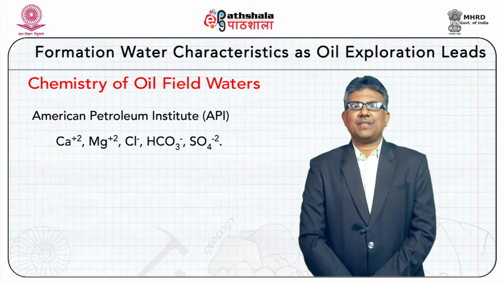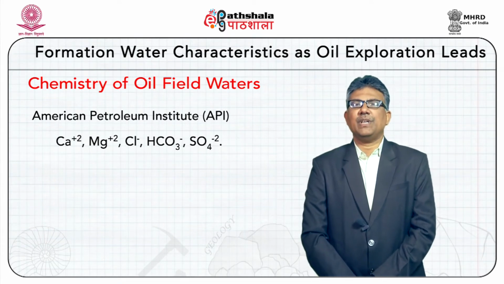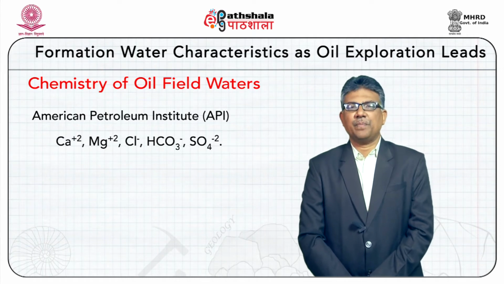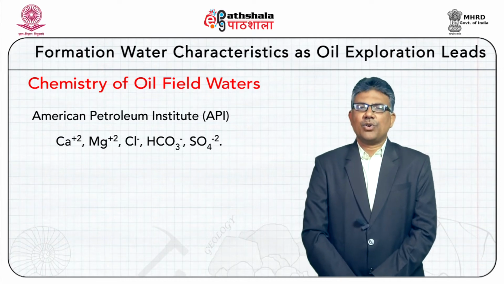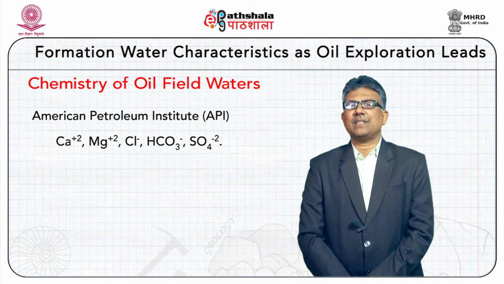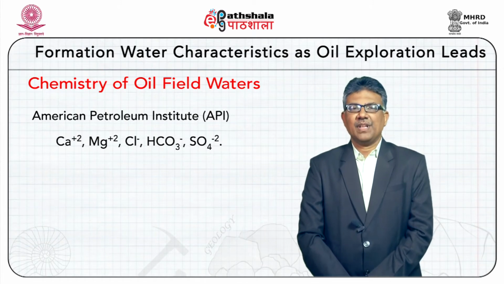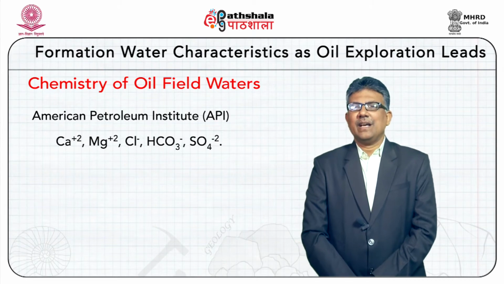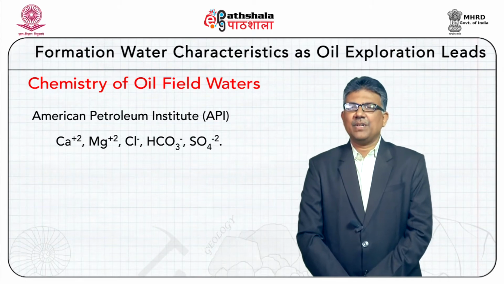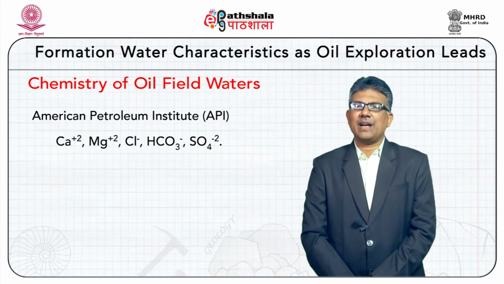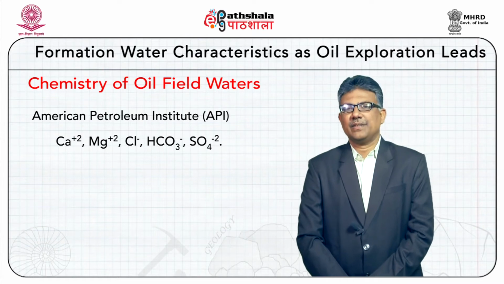We assume that the three anions, that is chlorine, bicarbonate and sulfate, constitute nearly 99% of formation brine, and contributions of other anions such as iodides, bromide, carbonate are only minimal. In some rare cases, we can have some influence of these, but overall that influence is very less.